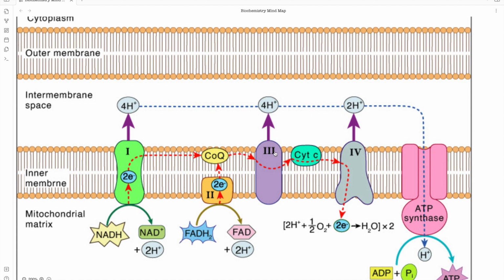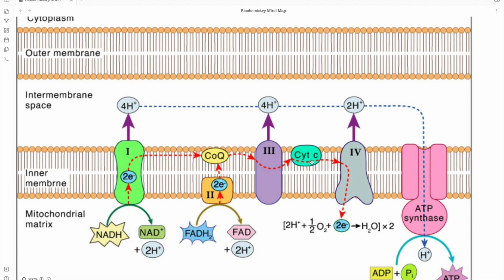See, complex 1 is transferring 4 protons to the intermembrane space. Complex 2 is not transferring any protons to the intermembrane space. But either way, both of them are transferring 2 electrons to complex 3. This is part of the electron transport chain. So 2 electrons are being transferred to complex 3. No matter whether these 2 electrons are coming from complex 1 or complex 2, whenever they are passing through complex 3, there will be four protons transferred to the intermembrane space.